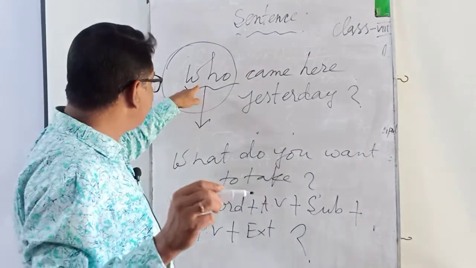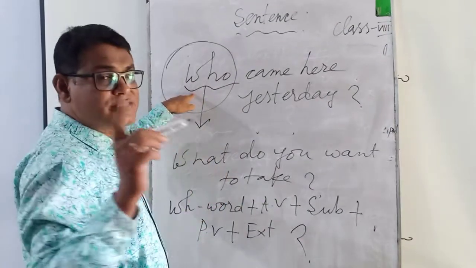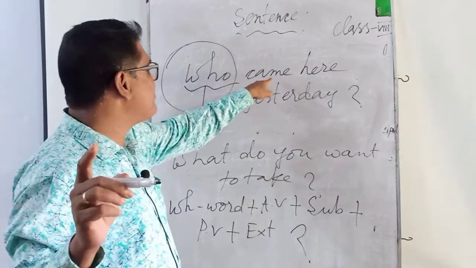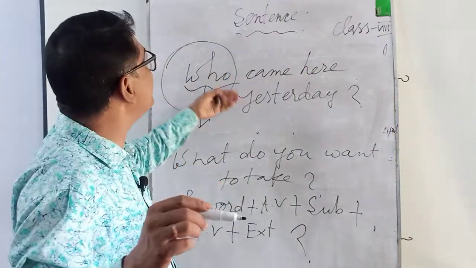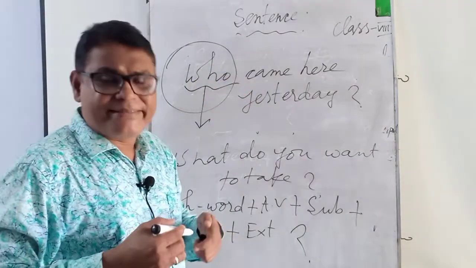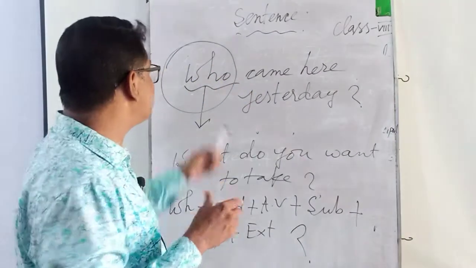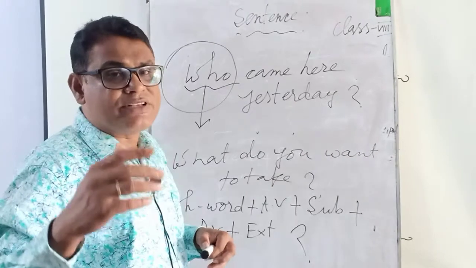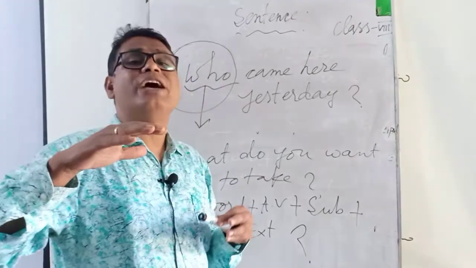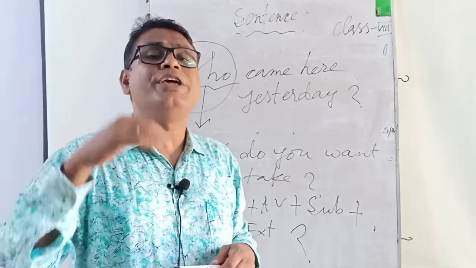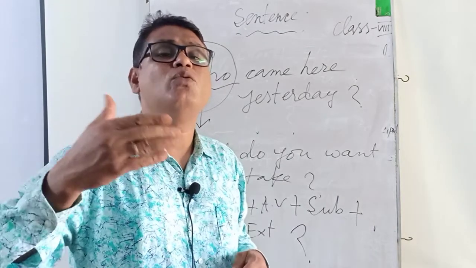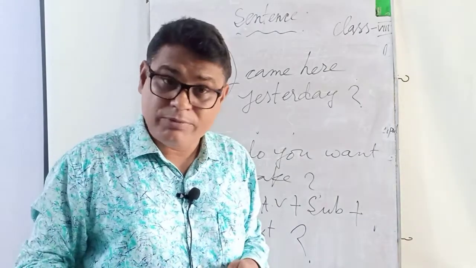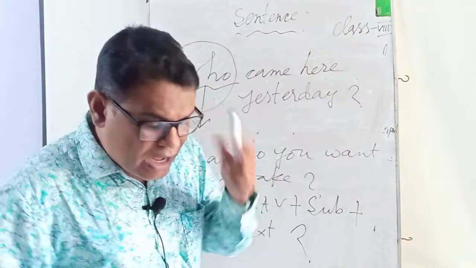If you use a WH word which is an interrogative pronoun, then principal verb, then extension, if in this way you form a sentence, then you should say this is also a WH question. So by this time we have learned how we can form a yes-no question and how we can form a WH question.